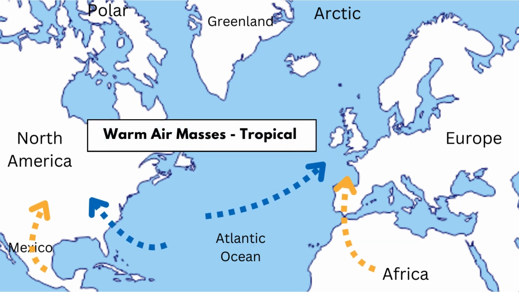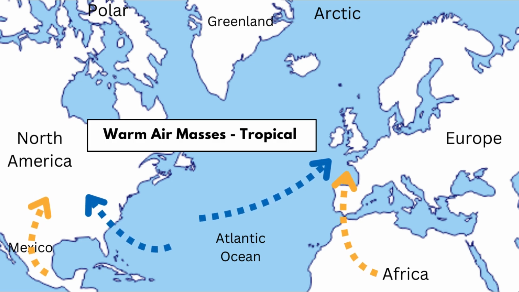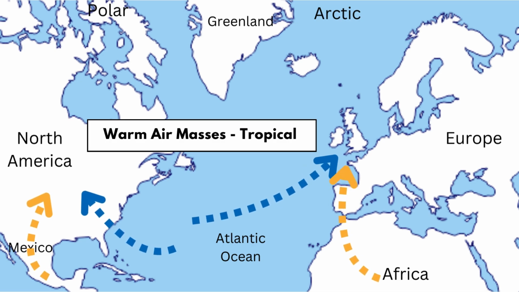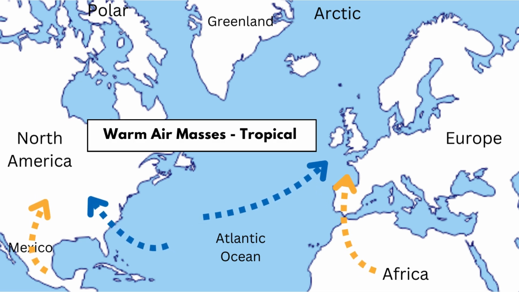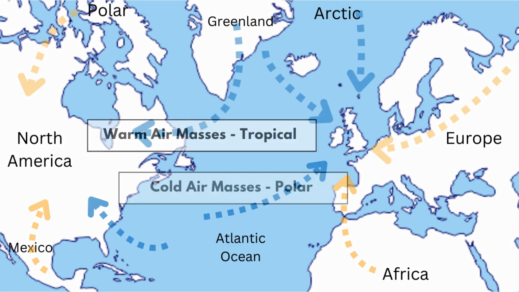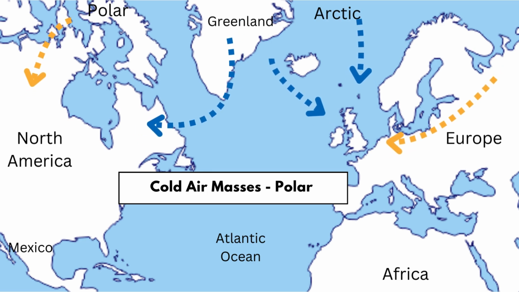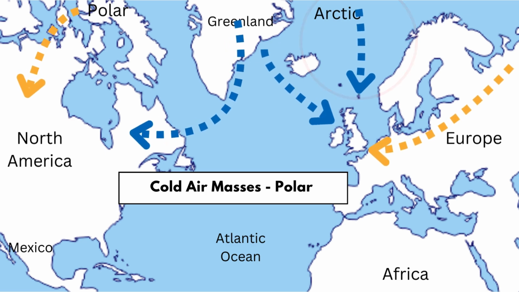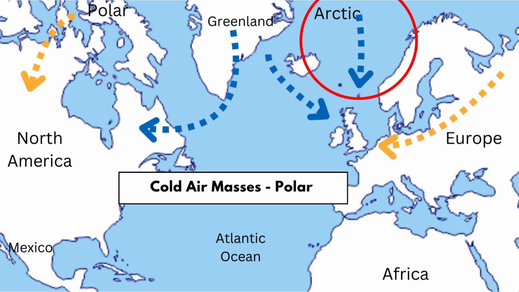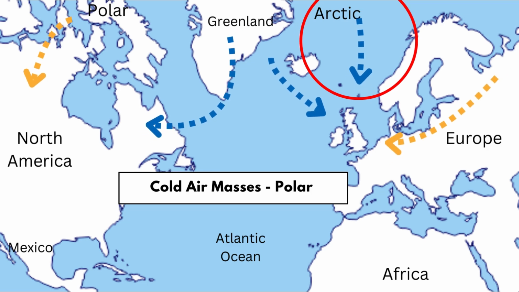Both continental and maritime air masses can be warm or cold. Warm air masses are called tropical, arriving from the South Atlantic or the desert of Africa or Mexico. Cold air masses are labeled polar. They come from the polar region, Greenland and Siberia. When it comes straight from the north, we call it an Arctic air mass.